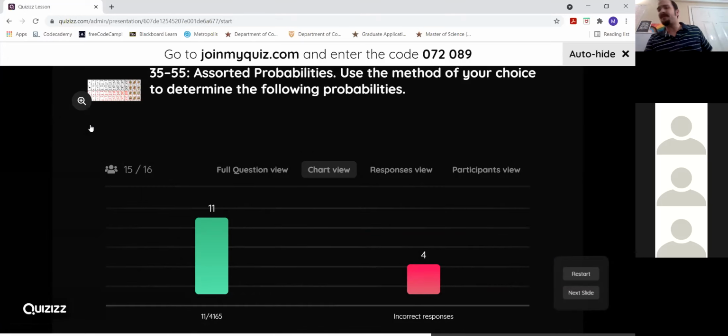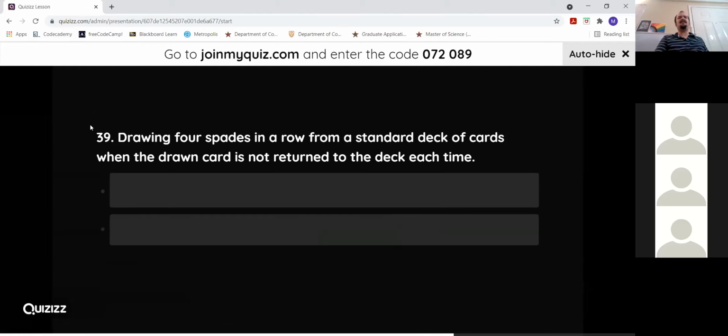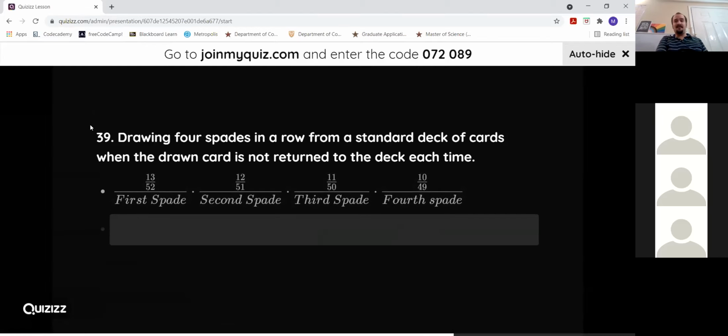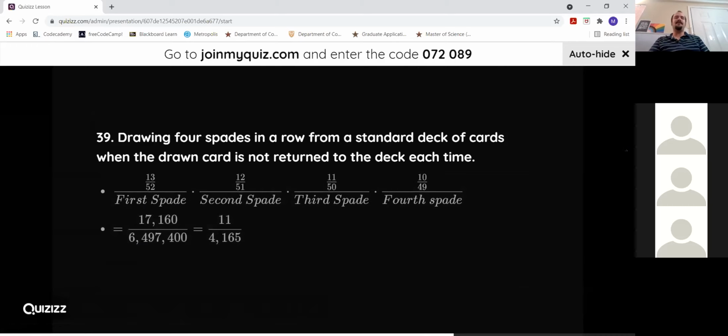So what am I doing? 11 out of 4165. I talked a little bit about this: first spade, second spade, third spade, fourth spade. 13 out of 52 is my first spade. 13 goes down by 1 to go to 12. And each time I'm going down 1 spade, and each time I'm going down 1 card on the bottom. I multiply the top, I multiply the bottom, I get that number on top, 17K, and around 6 million on bottom. I simplify that, it should give me the 11 out of the 4165.